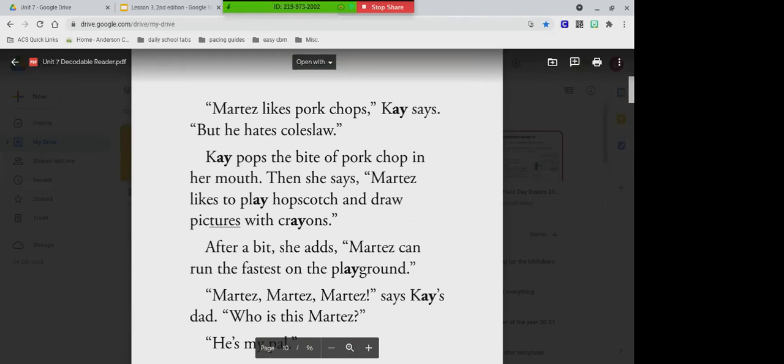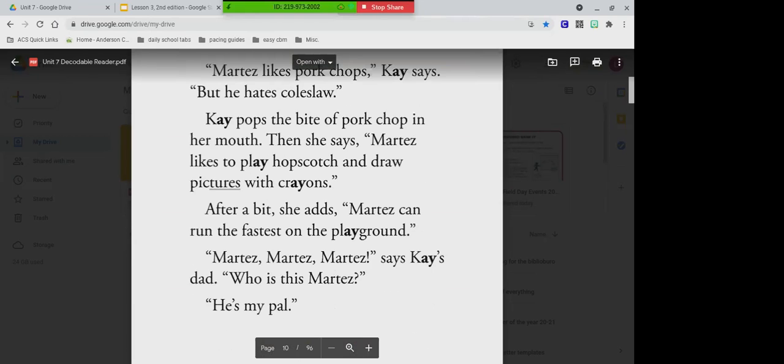Martez likes pork chops, Kay says, but he hates coleslaw. Kay pops the bite of pork chop in her mouth. Then she says, Martez likes to play hopscotch and draw pictures with crayons. After a bit, she adds, Martez can run the fastest on the playground. Martez, Martez, Martez, says Kay's dad. Who is this Martez? He's my pal.